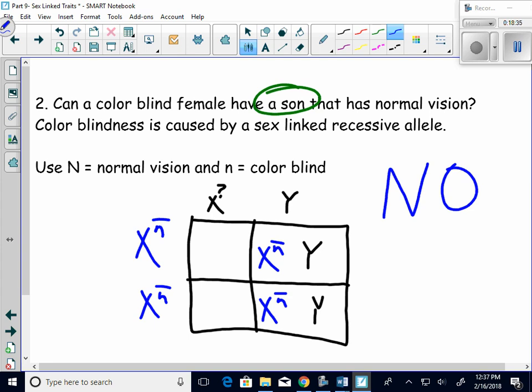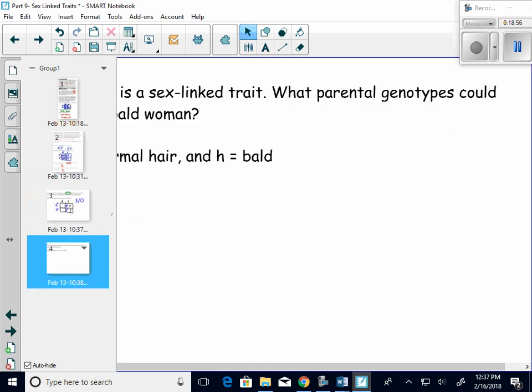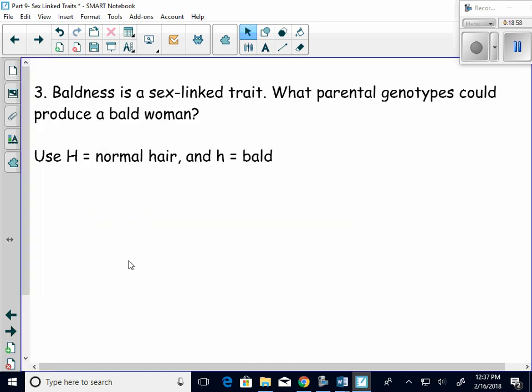Now take this and branch it a little farther. What about her daughters? It depends. Could they be colorblind? Yeah, but she would have to do what? Marry a colorblind male. Okay? Good. You guys are getting this. I like doing these colorblind or these X-linked ones here.